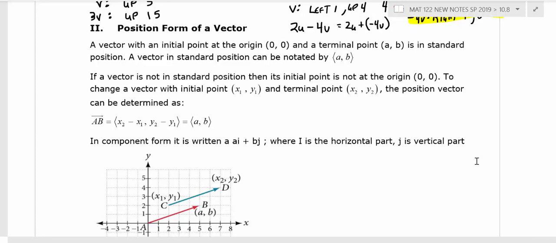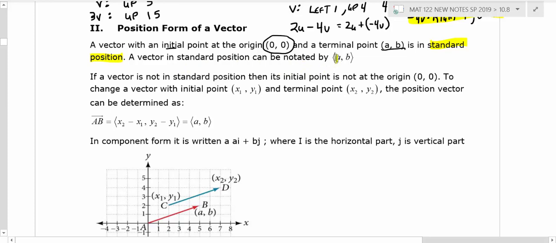All right, so the second part of the video is going to be looking at the position form of a vector. So to begin with, if we have a vector that has an initial point at the origin at 0, 0, and a terminal point somewhere else other than the origin, then we say that that is a vector that's in standard position.